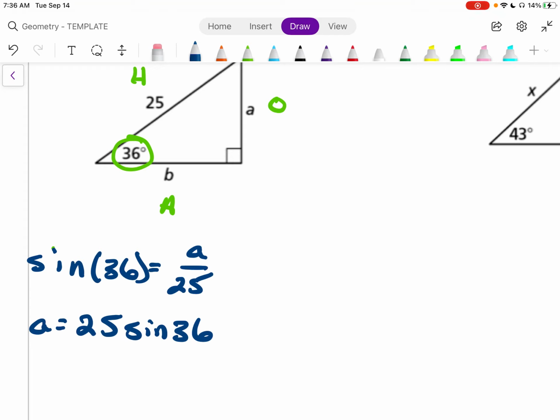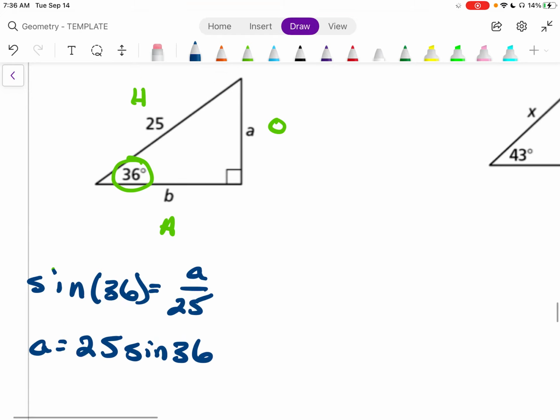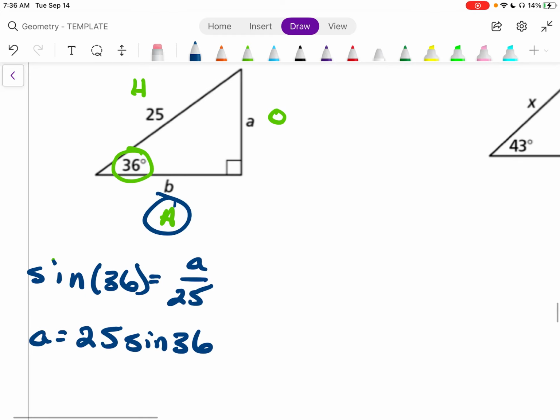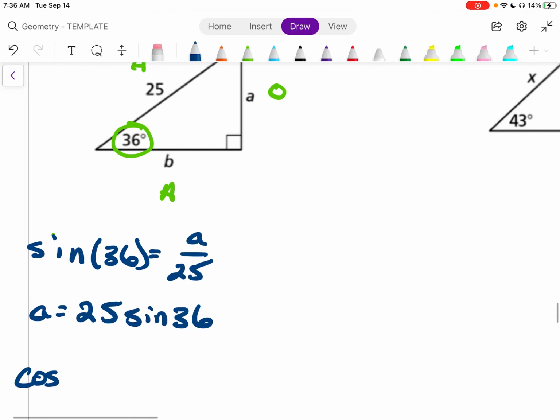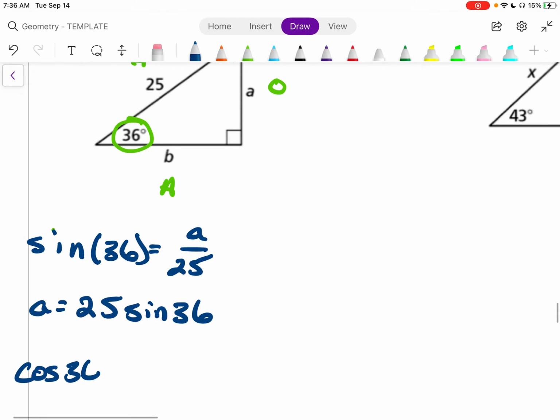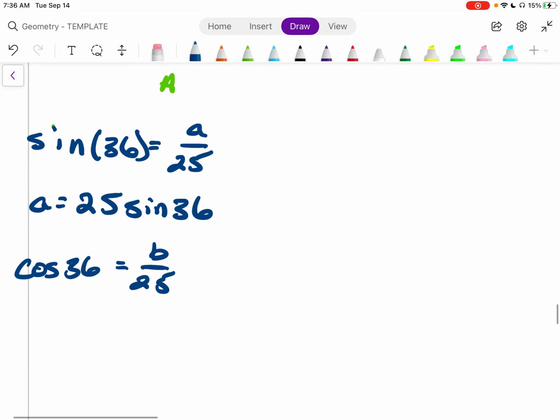And you don't really need the parentheses. Sometimes they're just nice to make it look better. I'm going to find my other variable before I type that in a calculator. To find B, I know I'm going to use cosine because it's adjacent, and I also have my hypotenuse, so I'm going to say cosine of 36 is B over 25. So B is 25 cosine 36.